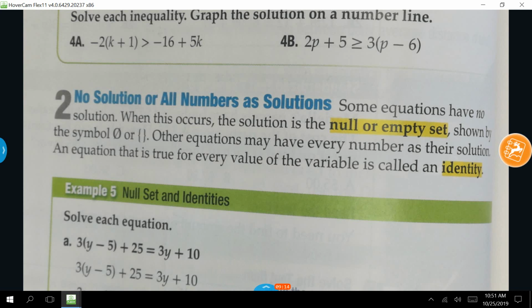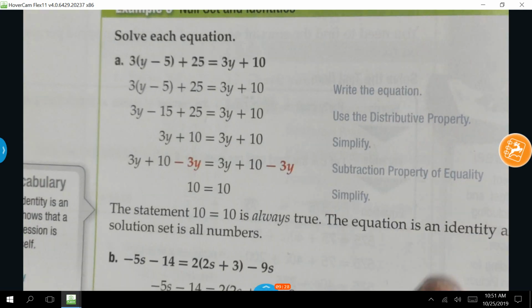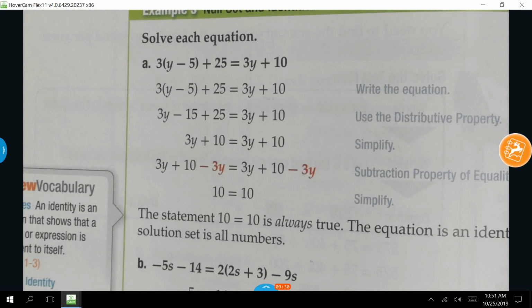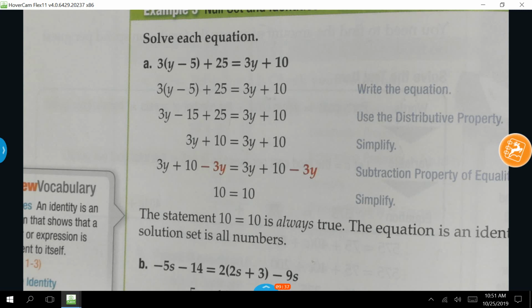Other equations, everything works. That's called an identity. It means whatever you end up with, you'll have the same thing on both sides. Like you'll have 10 equals 10, negative 12 equals negative 12. It's the same thing on both sides. So this is a special case. Now, every single answer today is not going to be no solution or identity. Maybe a few, but not all of them.